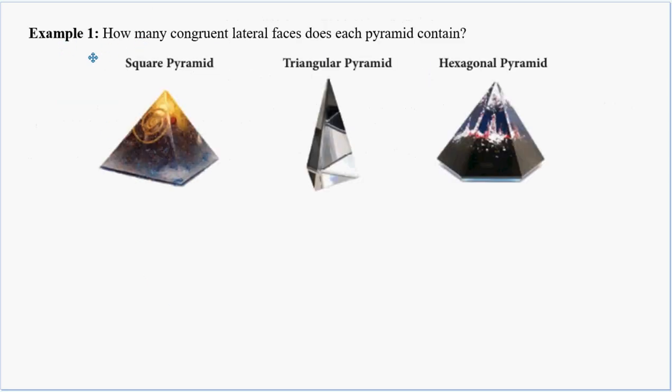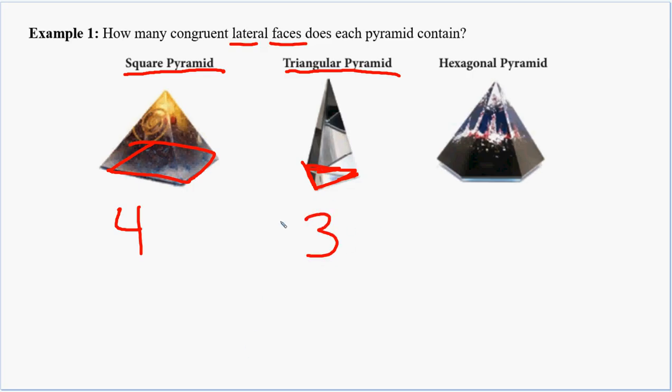All right, here in example 1, pretty easy. How many congruent lateral faces does each pyramid contain? Well, it's going to have one lateral face for each side of the base. So in a square, our base is a square. A square has 4 sides, so we will have 4 lateral faces. A triangular pyramid. The base is a triangle, excuse me, and a triangle has 3 sides, so that will have 3 lateral faces. Our last one is a hexagonal pyramid. A hexagon has 6 sides, so we will have 6 lateral faces.